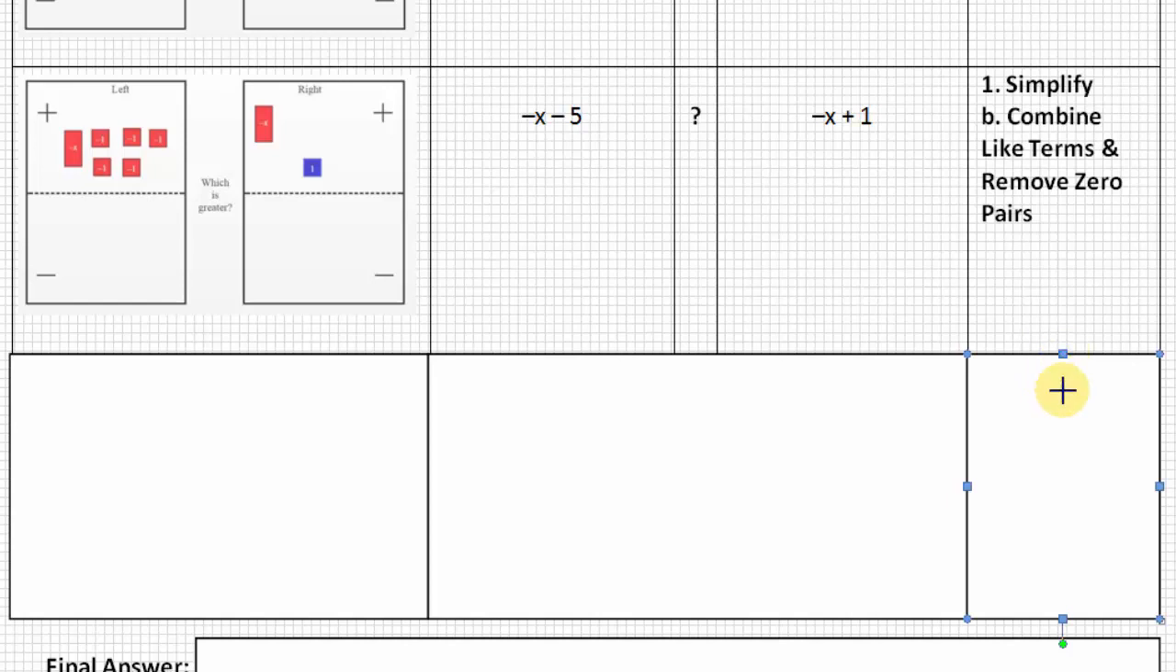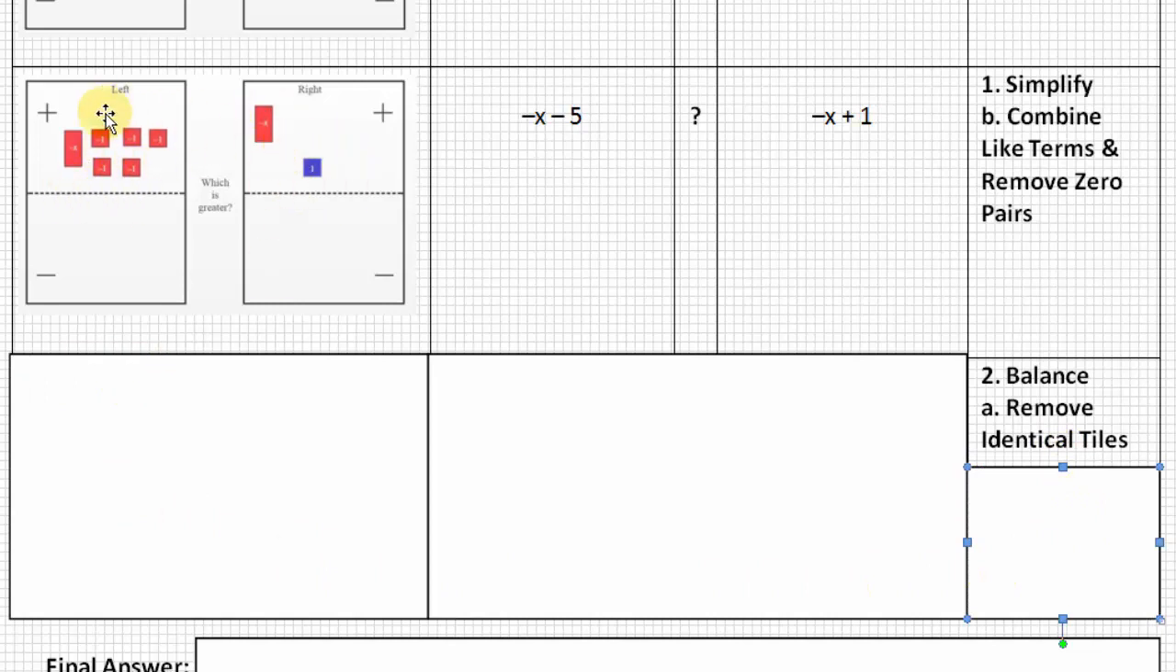So we want to balance each side, looking to remove identical tiles. And so we want to look to both sides. What do I have? You can look in the expressions too. What do we have that's the same on both sides? Well, we have this negative x that we can remove.